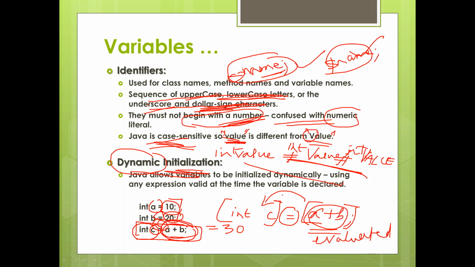Abid is asking a question: can we use an arithmetic operation symbol as an identifier? No, you can't use arithmetic operation symbols. That's what I have mentioned here, right? You can use letters, underscores, and dollar sign, and also numbers. For simplicity, consider letters, uppercase and lowercase. You can use underscore, dollar sign, and numbers also. The only thing you should remember is that you should not start with a number.